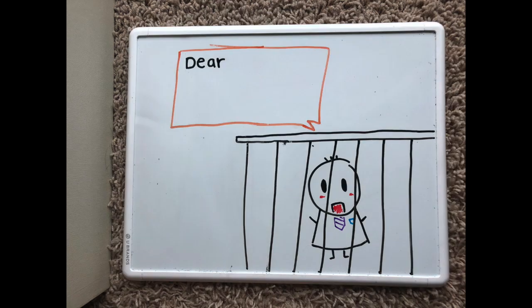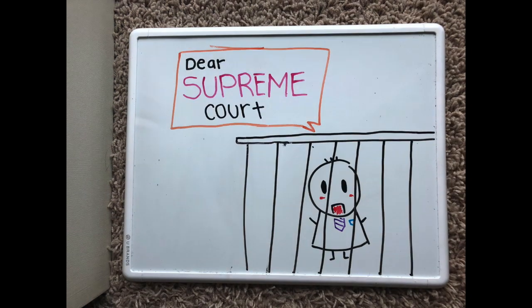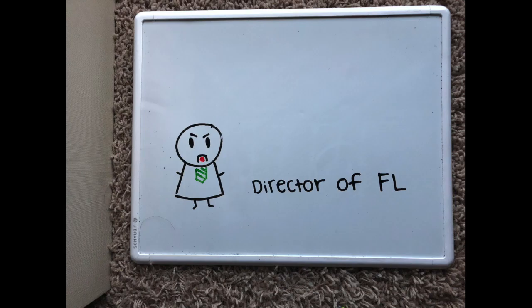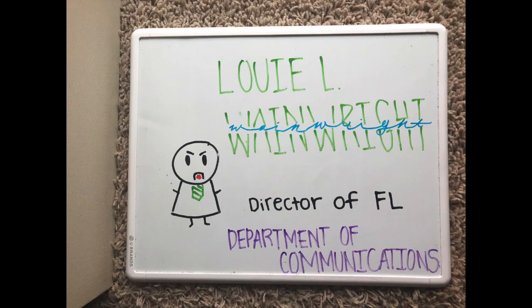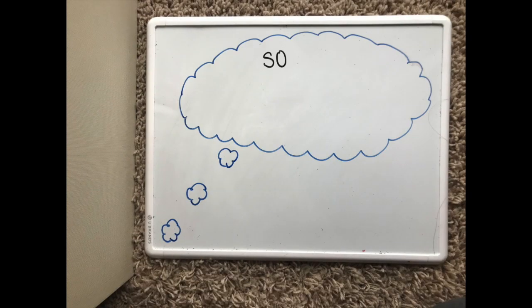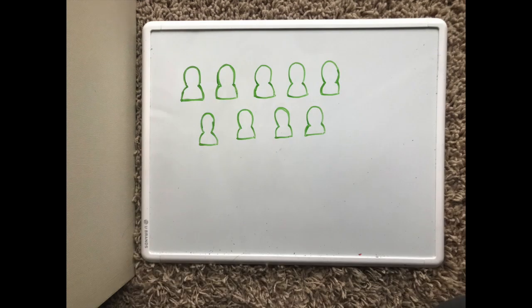In 1963, Gideon appealed to the U.S. Supreme Court in a suit against the Director of the Florida Department of Corrections, Louis L. Wainright. So, how did the Supreme Court rule?